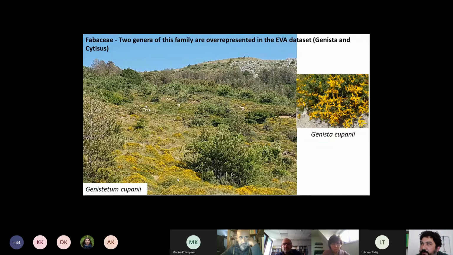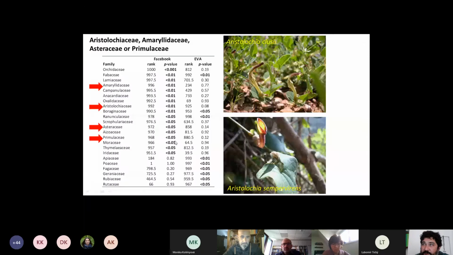The name is Genistetum cupani, and this is the Genista cupani. So then, I will talk about these families that are Aristolochiaceae, Amaryllidaceae, Asteraceae, and Primulaceae that are overrepresented in Facebook.